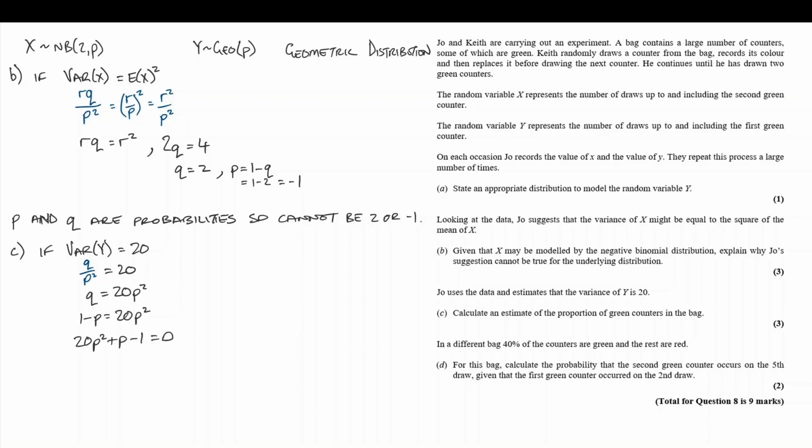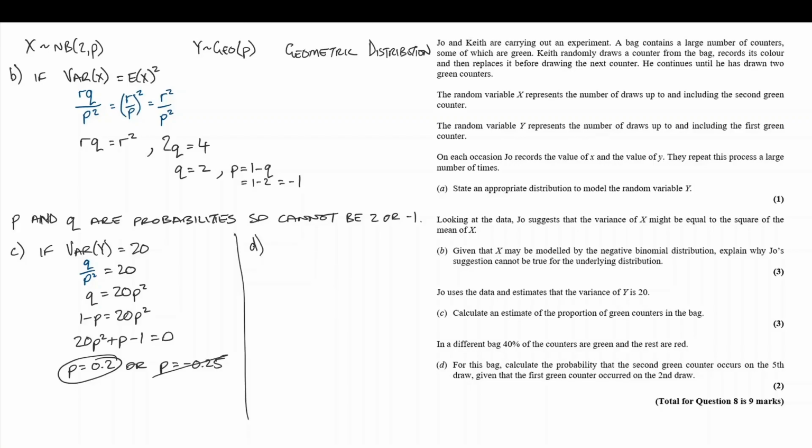And as always, this quadratic can be solved. When we solve, we get 0.2 and negative 0.25. Just as we saw before, a negative will be meaningless, so it must be 0.2 we're working with. p equals 0.2. That's the probability of success. That's the proportion of green counters in the bag.